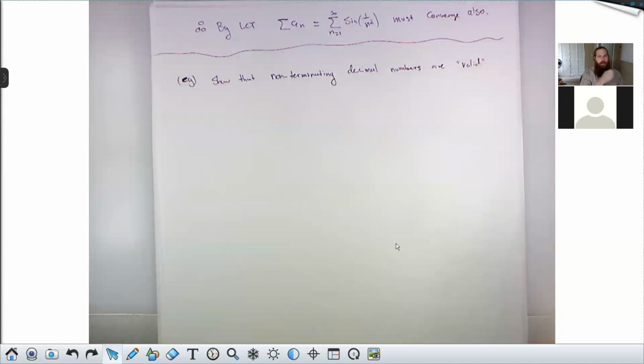Show that non-terminating decimal numbers are valid. We had cos of 1 over n squared, 1 over n squared. So Ryan asked, what if we had cos of 1 over n squared? If you had the series sigma cos of 1 over n squared, the test for divergence would do the job, because as n goes to infinity, 1 over n squared goes to 0, and the cos of 0 is not 0, it's 1. So you wouldn't need the limit comparison test for cosine. But if you had tangent of 1 over n squared, the same sort of thing would work.